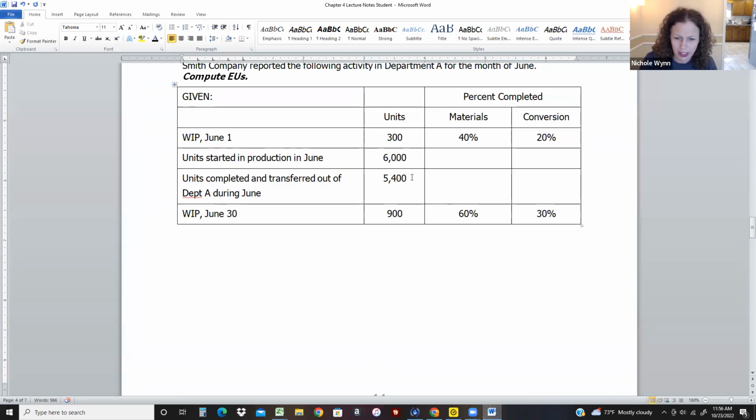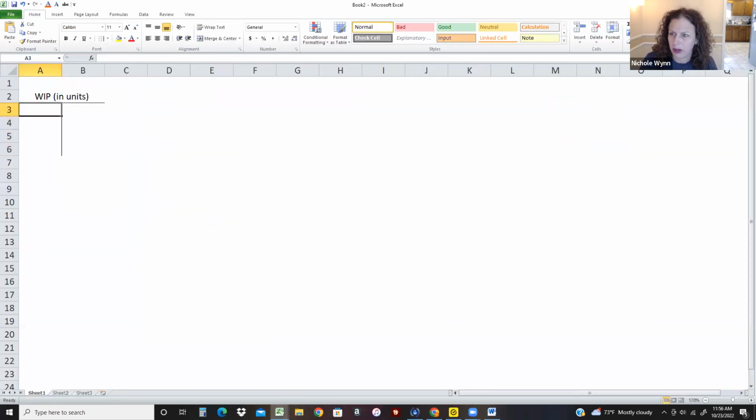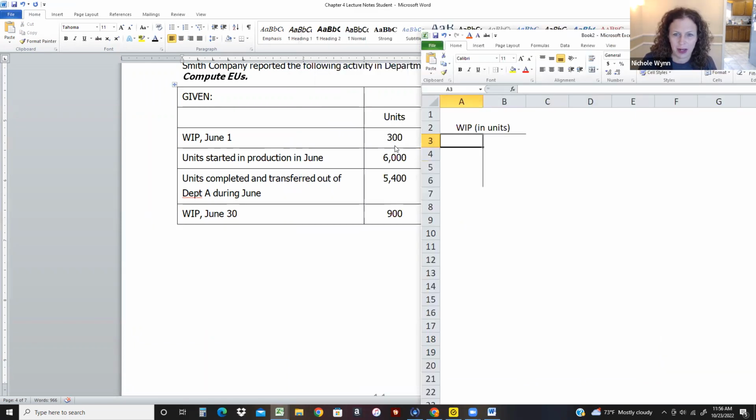So let's flip back to my data, where I have the number of units given to me, all in a nice column here. I can probably make this small so I can see the information. I'm going to be writing this right here on your piece of paper. I'm going to start with 300 units. That's the beginning inventory. Then units started in production in June is 6,000, and then completed and transferred out.